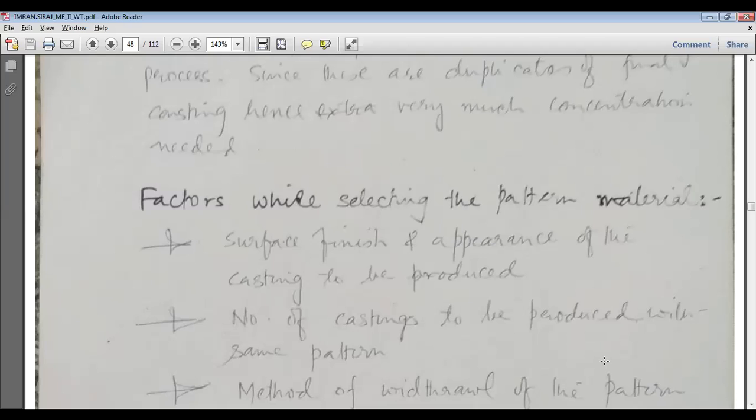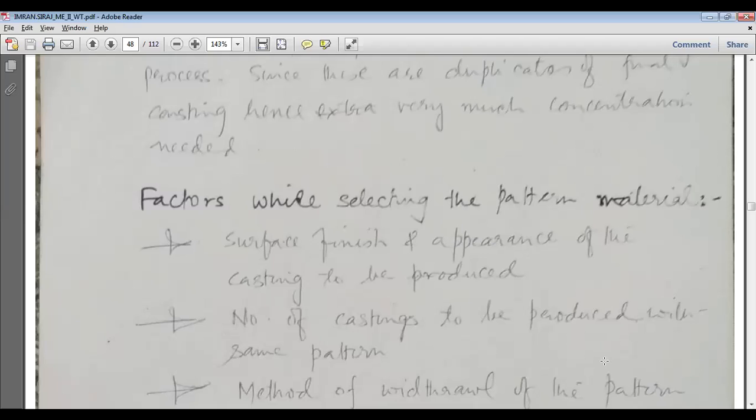Then comes the number of castings to be produced with the same pattern. If we want to produce a number of castings, that means we need a pattern that is more durable. Then we have to choose wood, metals or plastics. We cannot choose plaster of Paris and wax for a high number of castings.